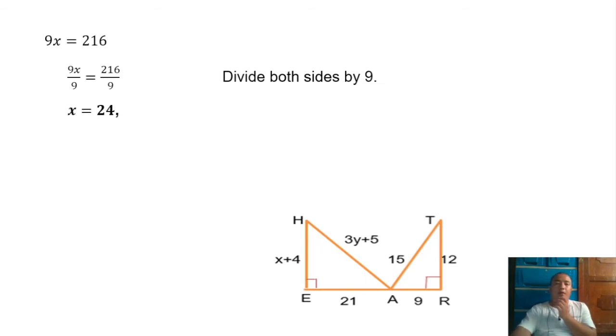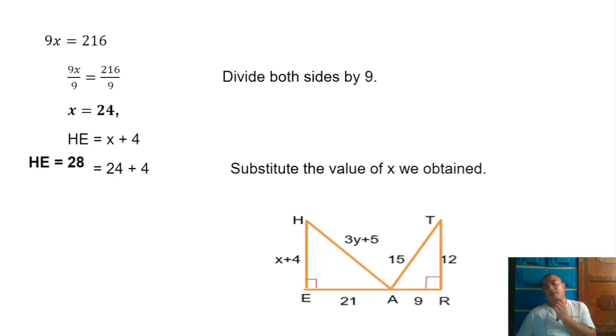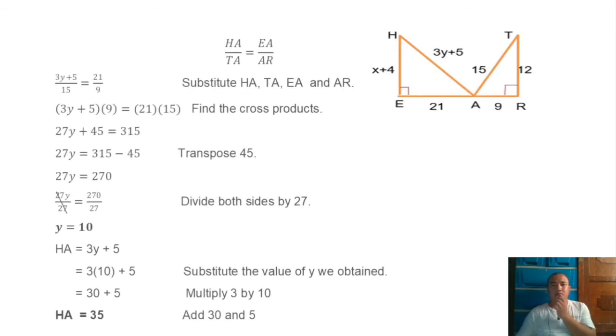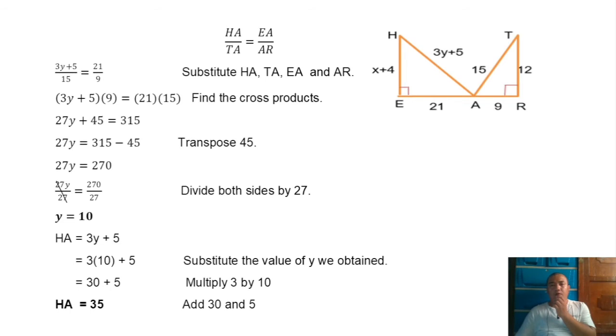What is now the value of HE? HE is x plus 4, so 24 plus 4 is equal to 28. So 28 is the value of HE because x is 24. Now let's proceed to the value of y to solve for the length of HA. So our equation to solve for y is HA over TA is equal to EA over AR. Should be EA, no?